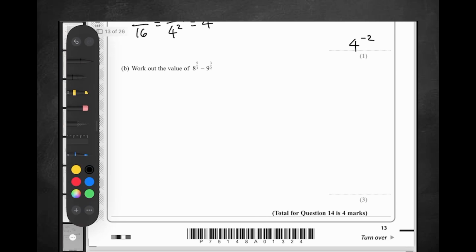So the cube root of 8 is 2, because 2 cubed is 8. And then 2 to the power 5 is just 2 times 2 times 2 times 2 times 2, which is 4, 8, 16, 32. Similarly, the square root of 9 is 3.